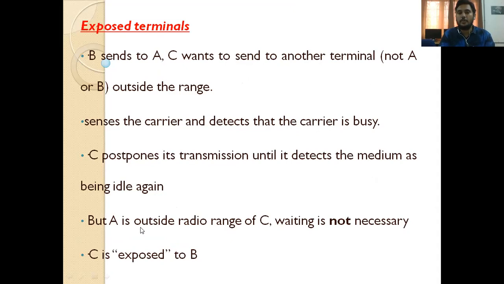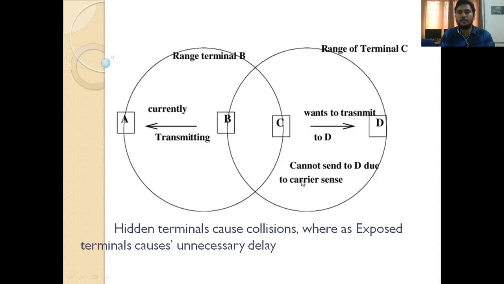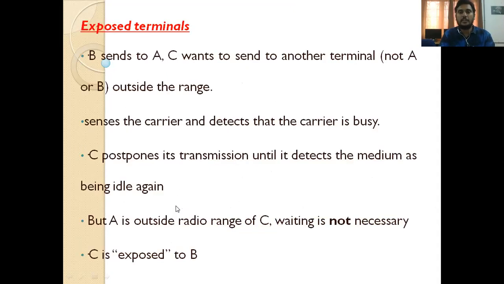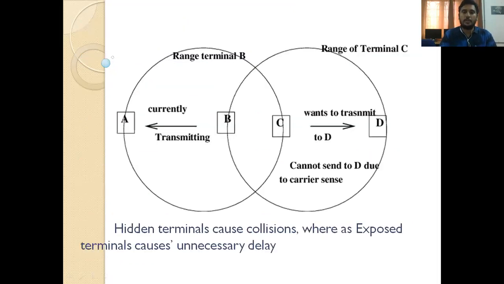But what is the problem here? A is outside the range of C, so the waiting is not necessary. C wants to transmit data to D, not to A. So the waiting time is a delay. This is the main drawback of the exposed terminal problem. B wants to transmit data to A, C wants to transmit data to D, and that is the main problem here.